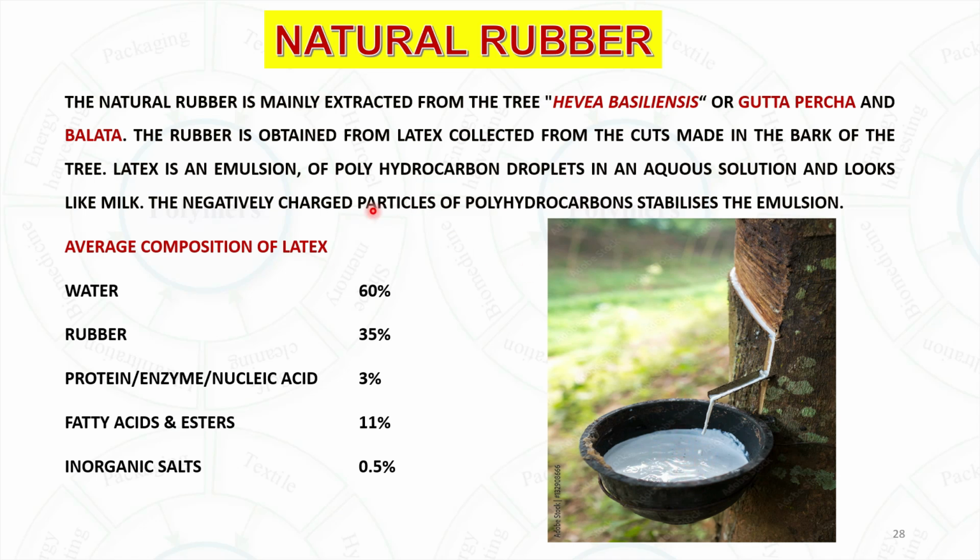Okay. So the natural rubber is mainly extracted from the Hevea brasiliensis or the Gutta-percha and the Balata tree. The rubber is obtained from the latex collected from the cut made in the bark of the tree. Latex is an emulsion. So this whitish color is the emulsion of polyhydrocarbon droplets in the aqueous medium and looks like milk. It is not actually milk, but it looks like milk. The negatively charged particles of the polyhydrocarbons stabilize this particular emulsion. So what is the reason for the stabilization of this emulsion? The negatively charged polyhydrocarbon particles.